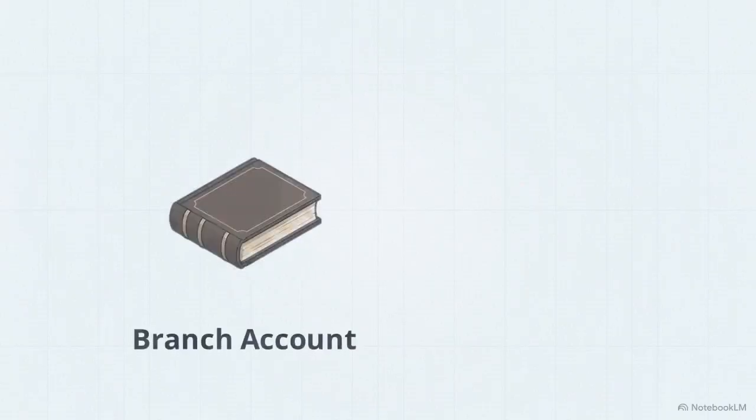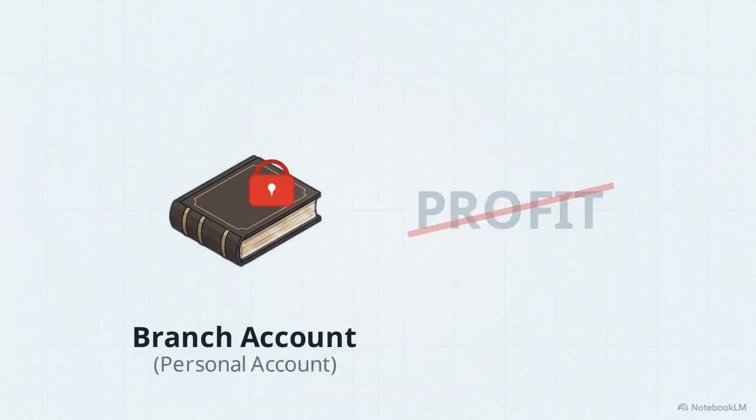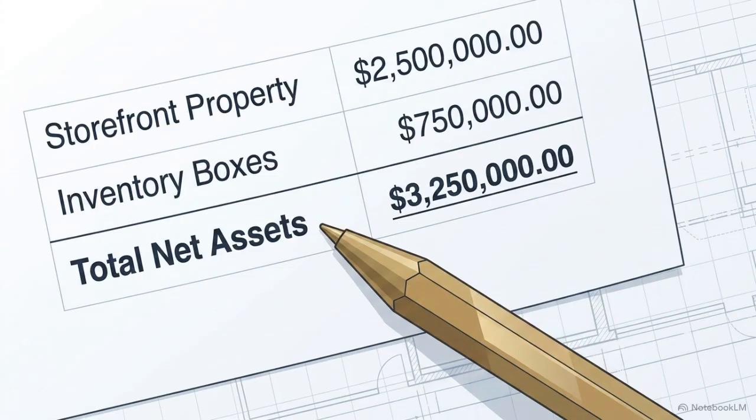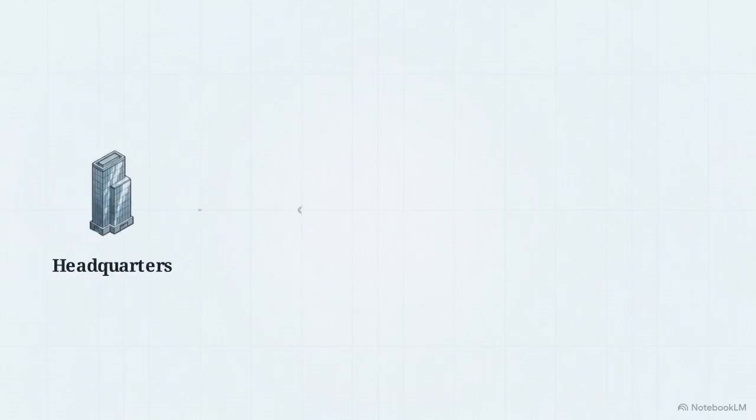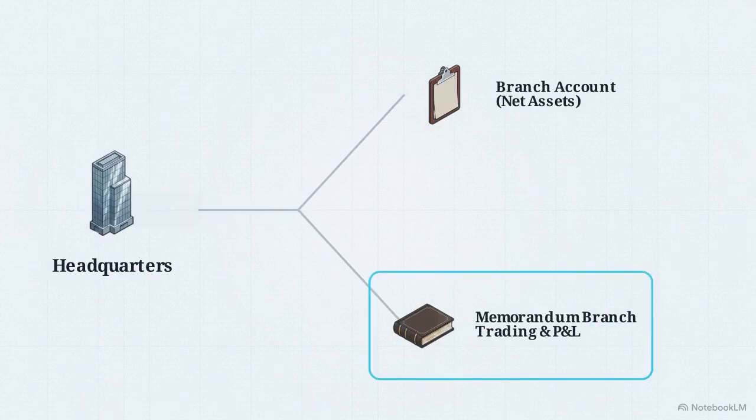The structural shift begins by restricting the original unified branch account. It no longer calculates profit. Instead, it serves purely as a personal account to track the net assets currently sitting with the branch, what is due to or from that location. To calculate operational profit, headquarters introduces a new tracking mechanism, the Memorandum Branch Trading and Profit and Loss Account. Unlike the debtor's method, this ledger requires profit is calculated based strictly on the raw cost of goods sent, rather than an inflated invoice price.